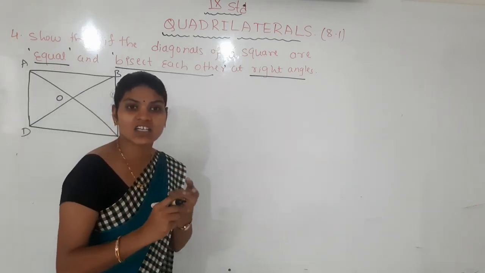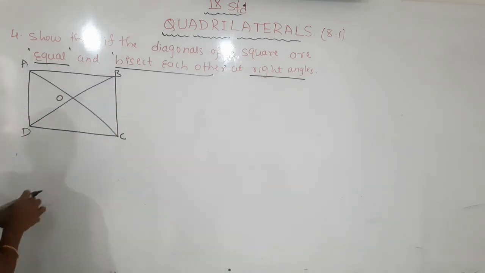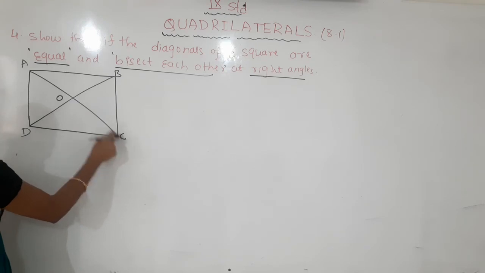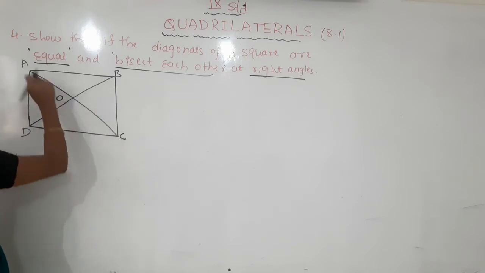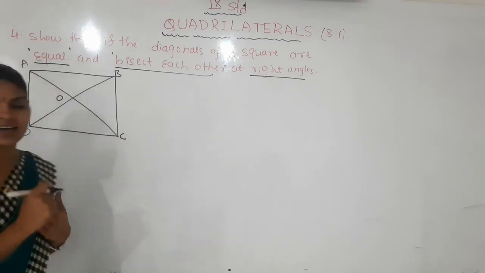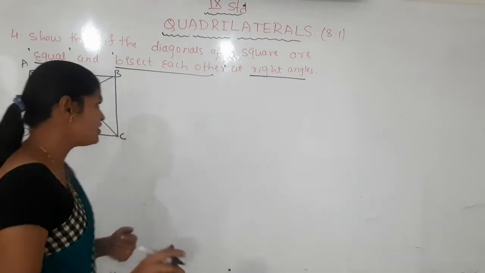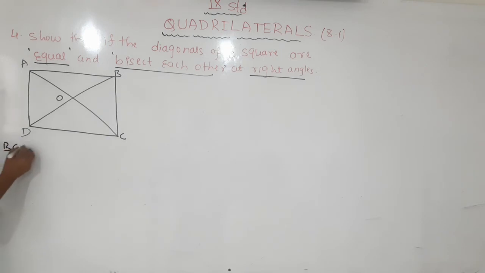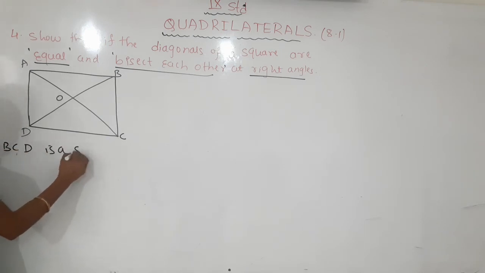Which angle is bisected? Right angle means your angle AOB, BOC, COD, DOA are all equal to what? 90 degrees. Yes, I will do that. Okay, here your ABCD is a square.